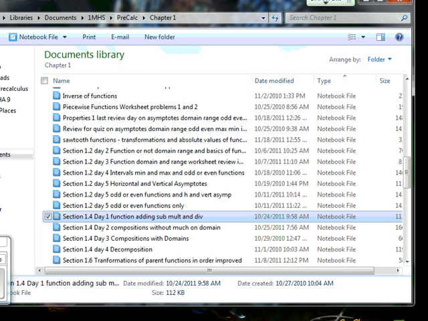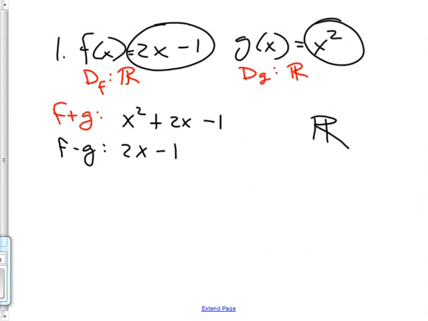Hey, I just touched that thing wrong and it pulled up a whole different document. Okay.